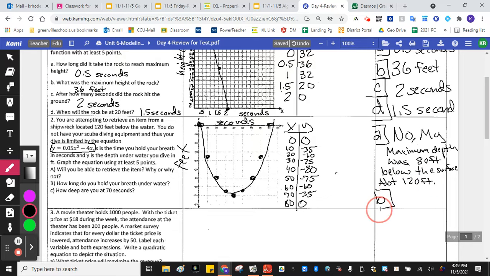So that's enough. How long did you hold your breath underwater? Well, I'm at 0, 0, then I go underwater. This is me swimming underwater and then coming back up. So I held it for 80 seconds.